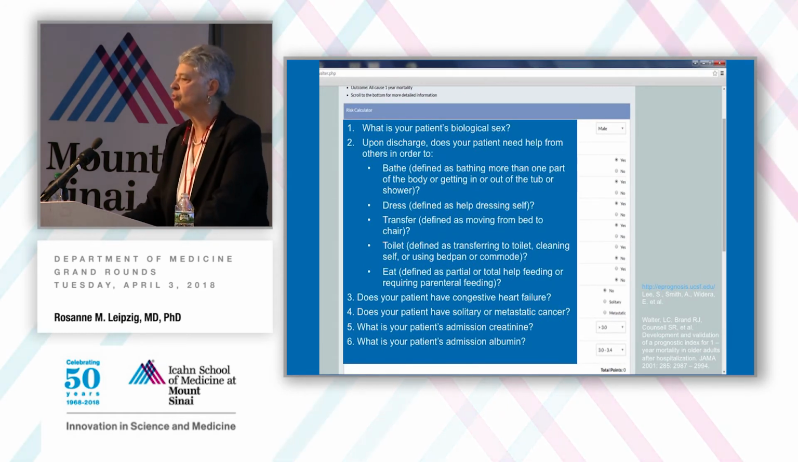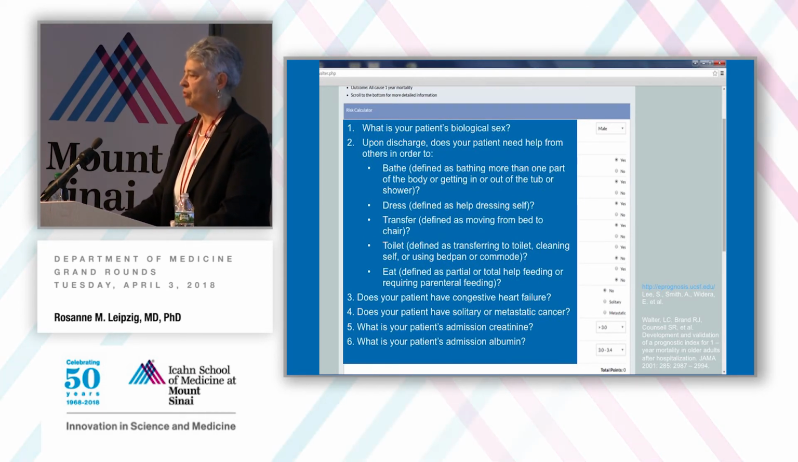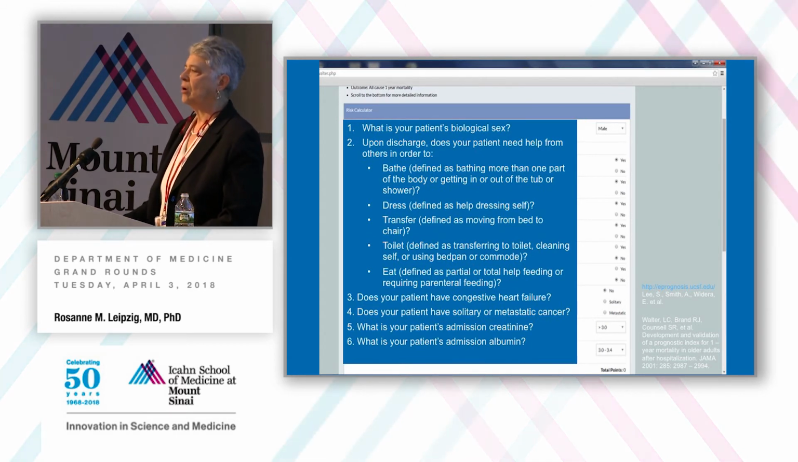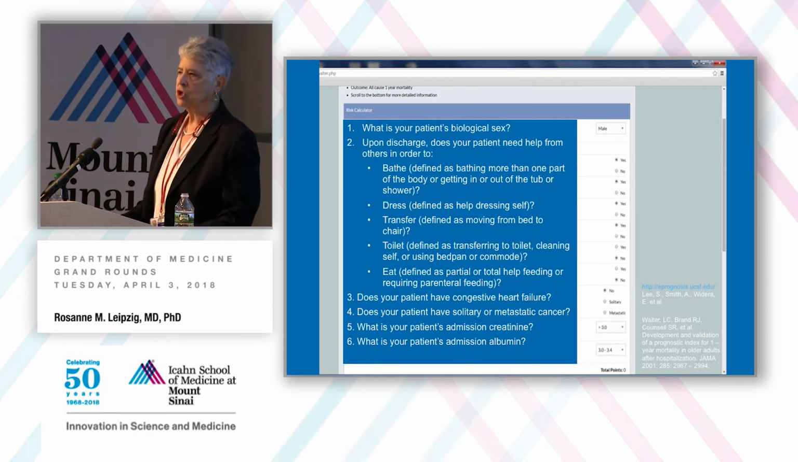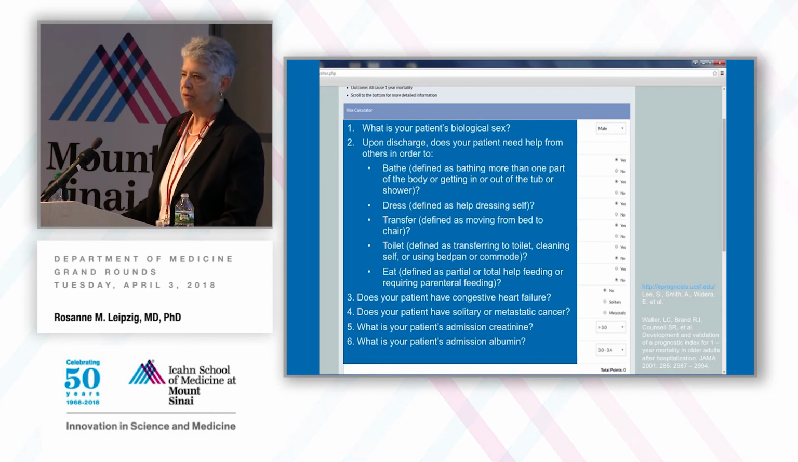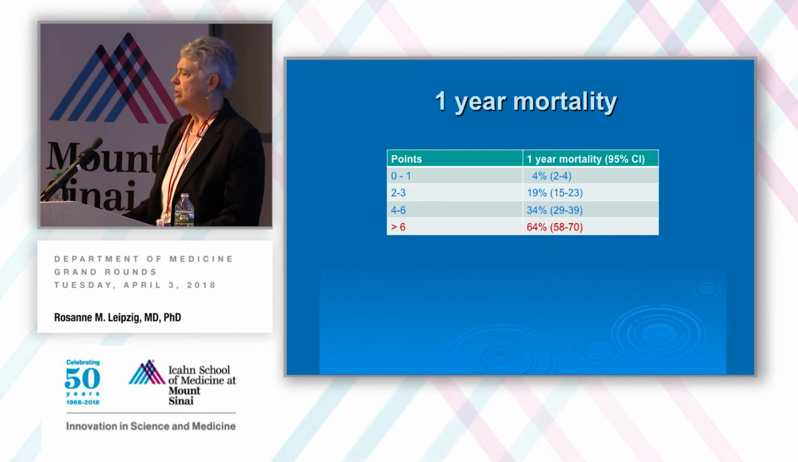It's specifically for people at discharge from hospital, and it's been validated. What's your patient's biologic status? Upon discharge, does your patient need help from others in any of these ADLs? Okay. And then 3 things which clearly increase mortality: congestive heart failure, metastatic cancer, and kidney disease. And then what is your patient's admission albumin, which, as I told you, is a major marker of function and of life expectancy, okay? And this comes to 7 points, which is greater than 6 points, a 64% mortality, okay?